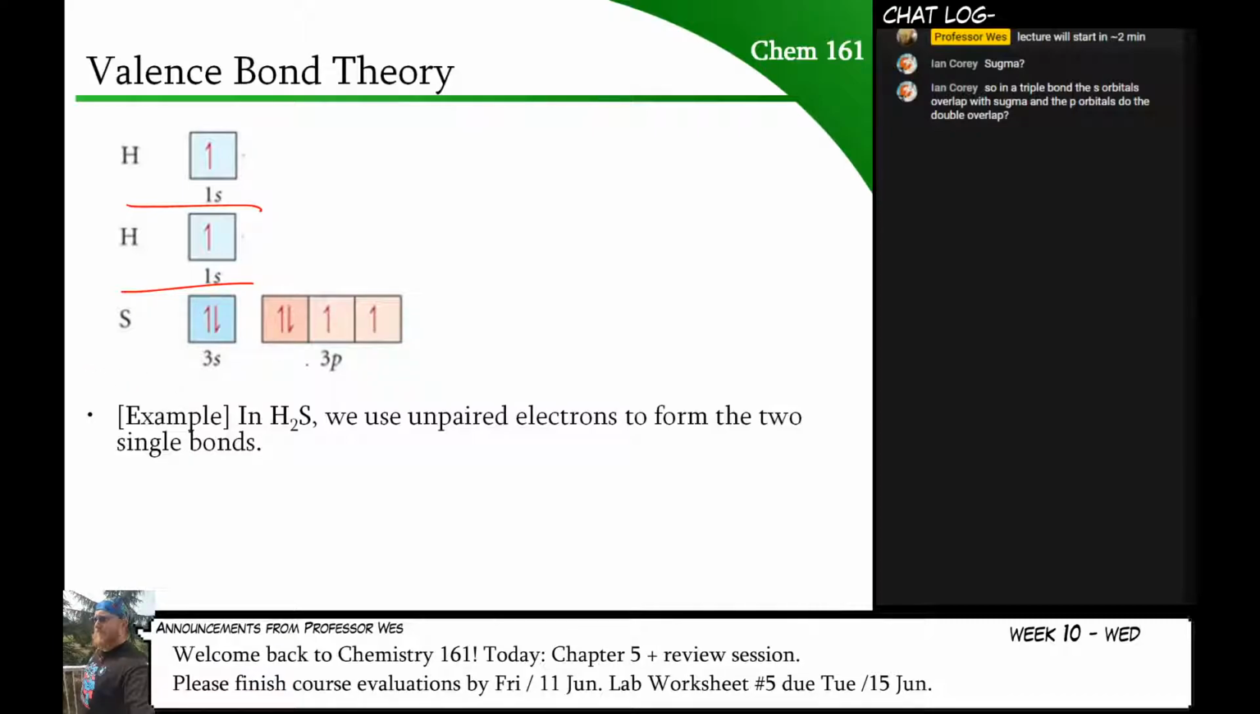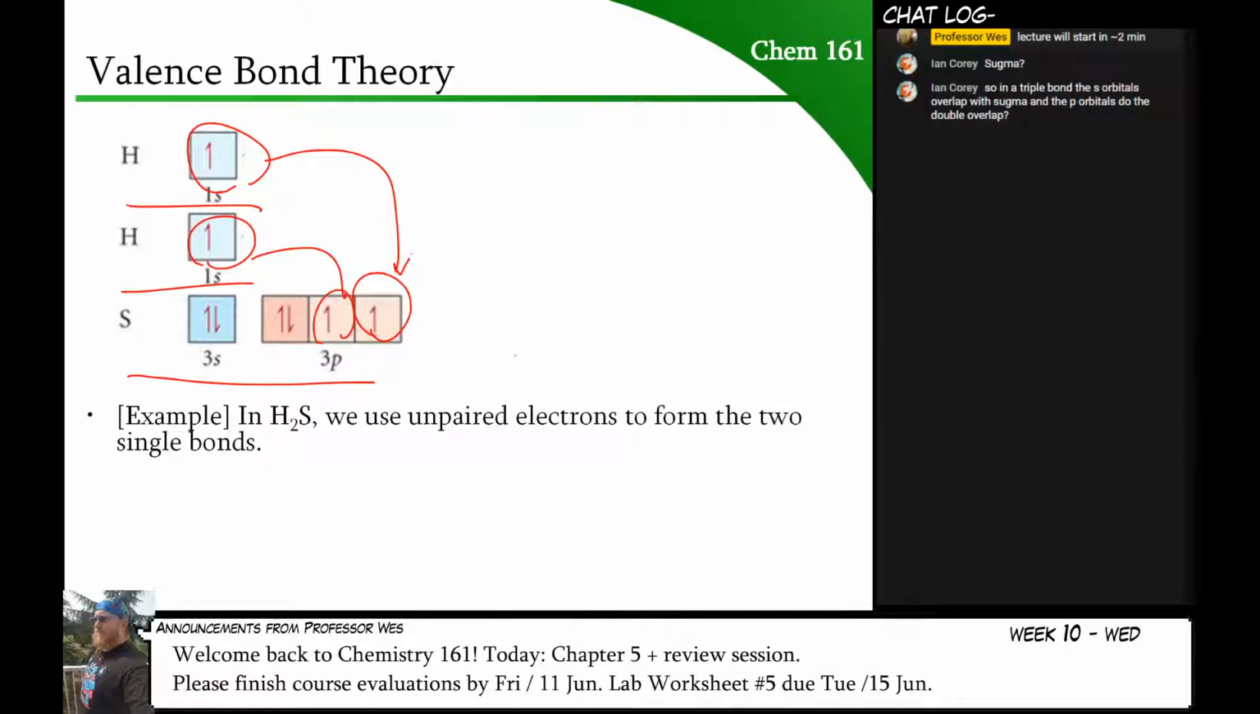Sulfur has 1s2, 2s2, 2p6. We don't care about that. That's not valence. But here's the valence shell for sulfur. And what we would say is, okay, well, sulfur's got unpaired electrons. Hydrogen's got unpaired electrons. Let's combine these things together.